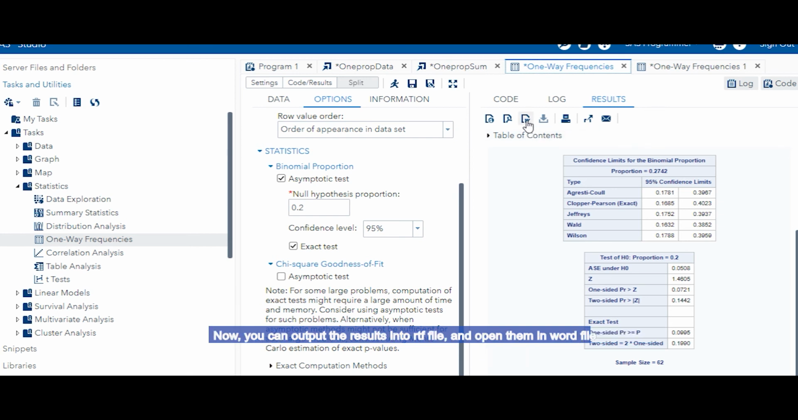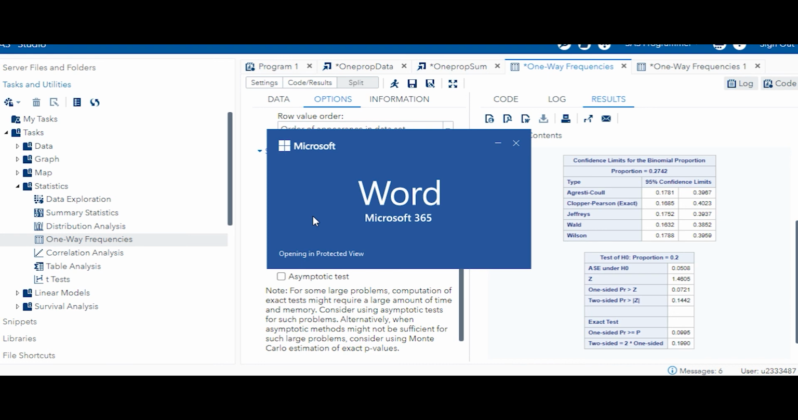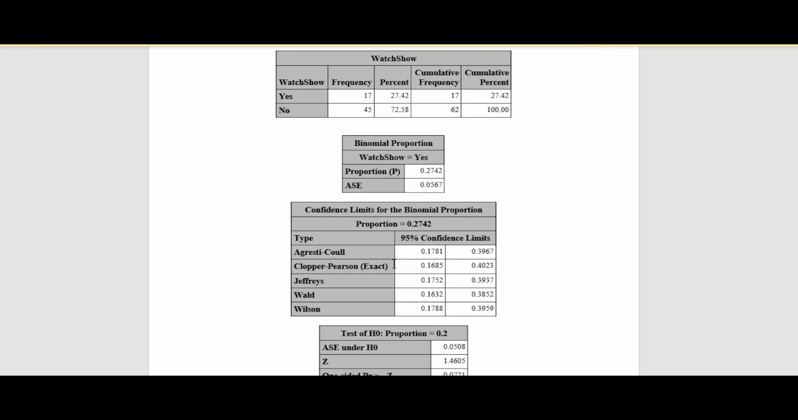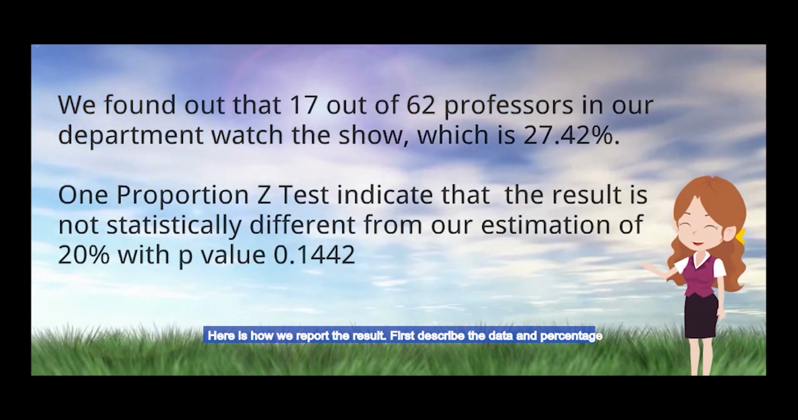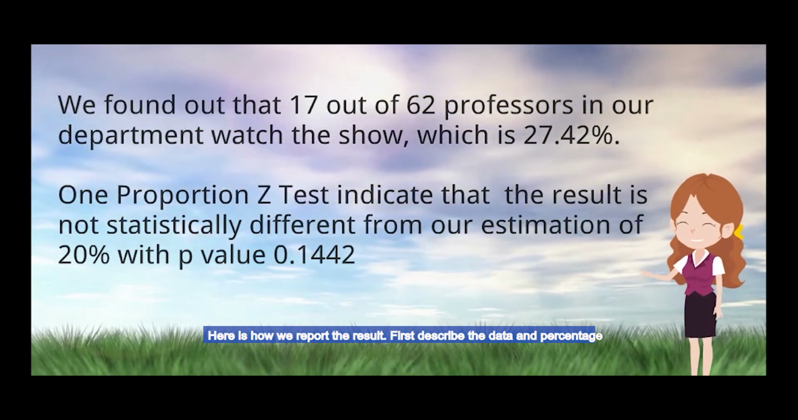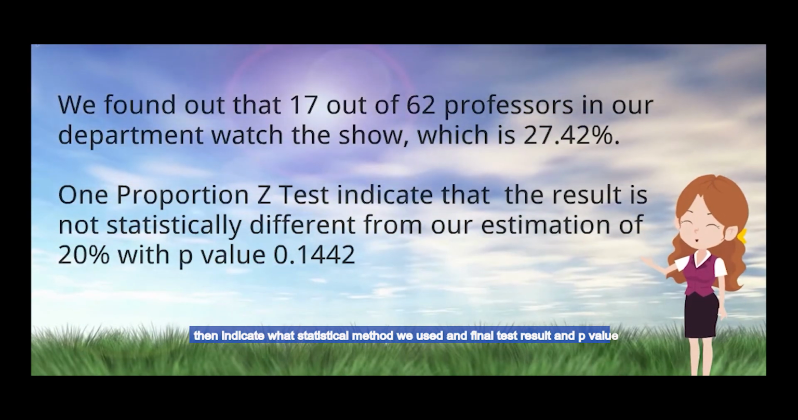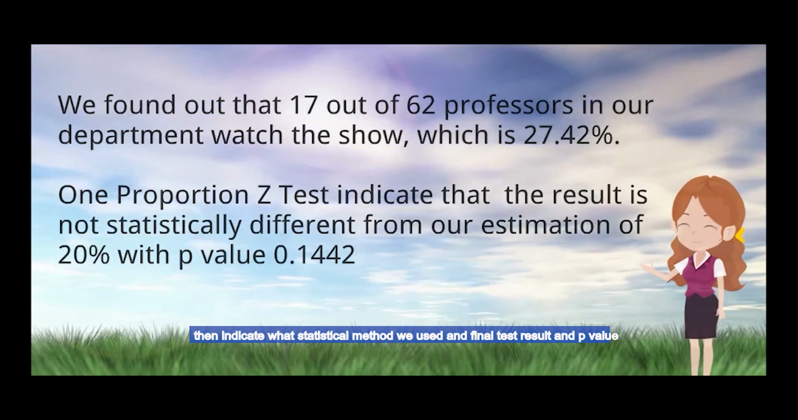Now you can output your data into a Word file, RTF file, and open them in Word. Here's how we report the result. First, describe the data and the percentage, then indicate what statistical method we used, and the final test result and the p-value. Okay, that's for today.